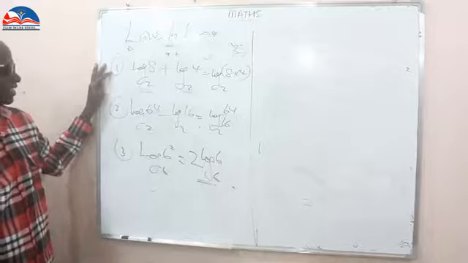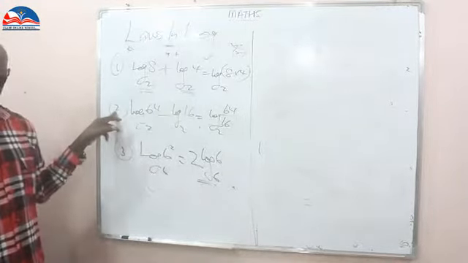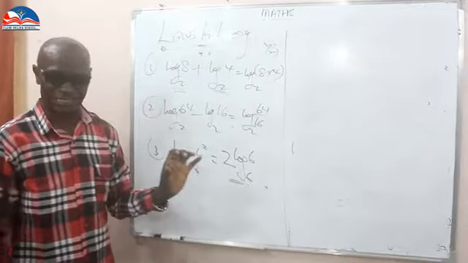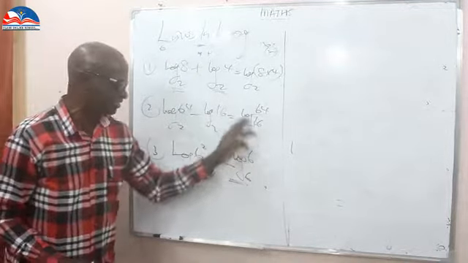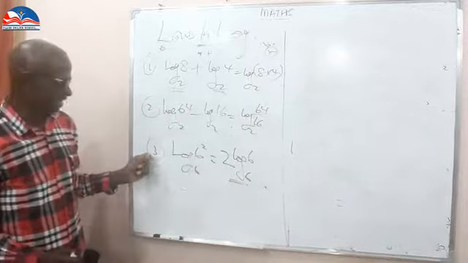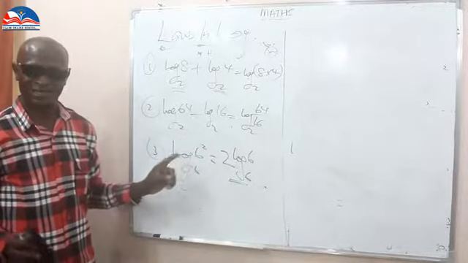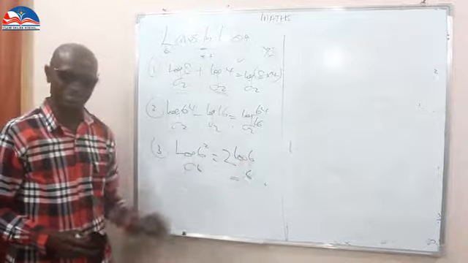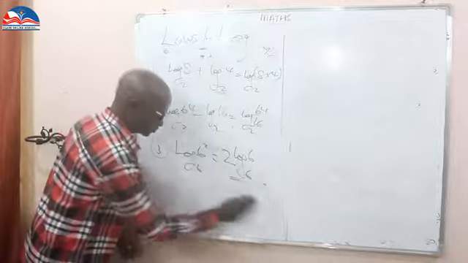On the first law, it says if I have log of this plus log of that, you multiply them. We also have the second law: log 64 minus log 16, the same, so long as they are the same base. Log 64 in base 2 minus log 16 in base 2, you divide. The third law says if you have log of this where the power is here, it is the same thing as bringing the power first to come before the log, which equals 2 log 6 in base 6. Now we're going to take some examples.